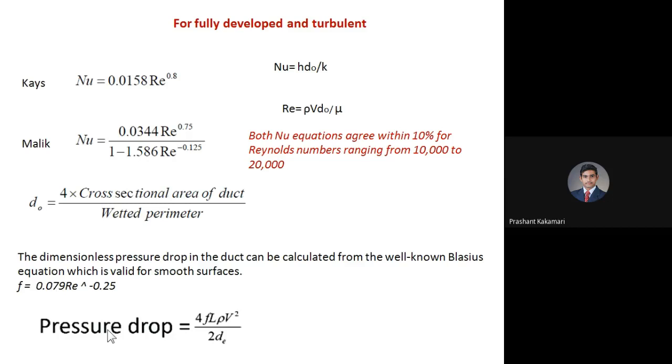Knowing this general formula, for the given air heaters there are many Nusselt number correlations. But if the Nusselt number is not mentioned in the problem, one can directly consider any of these equations. One correlation is by Kays, where the Nusselt number is given by 0.0158 Re raised to 0.8. One more Nusselt number equation is 0.0344 Re raised to 0.75 divided by 1 minus 1.586 Re raised to 0.125. If you don't recall these equations, sometimes other Nusselt numbers will be given in the problem. We just need to substitute the given values in this Re.